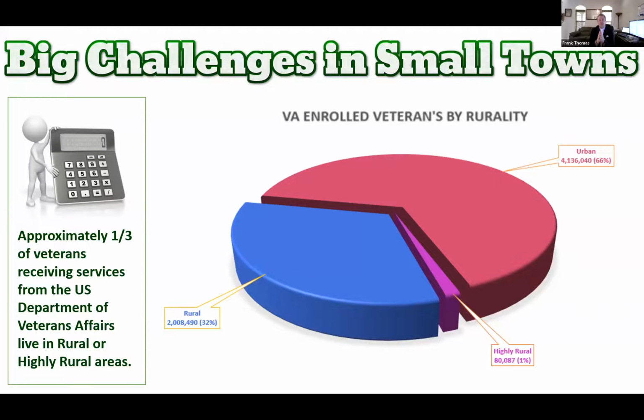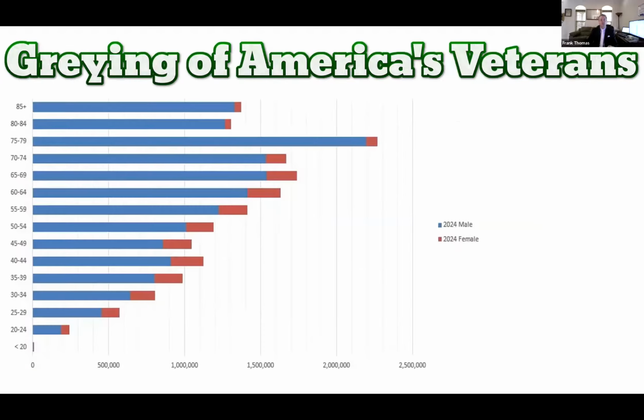The highly rural veterans population accounts for approximately 1 out of every 100 veterans enrolled in services through the U.S. Department of Veterans Affairs. When Oregon made its investment and expanded to take on rural markets, in addition to those that are highly rural, our service population grew to approximately 33 out of every 100 enrolled veterans.